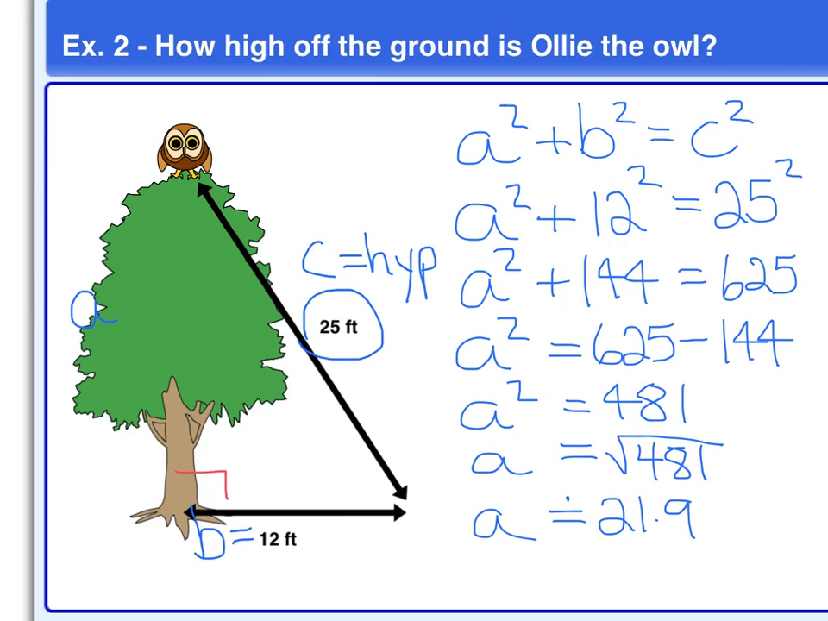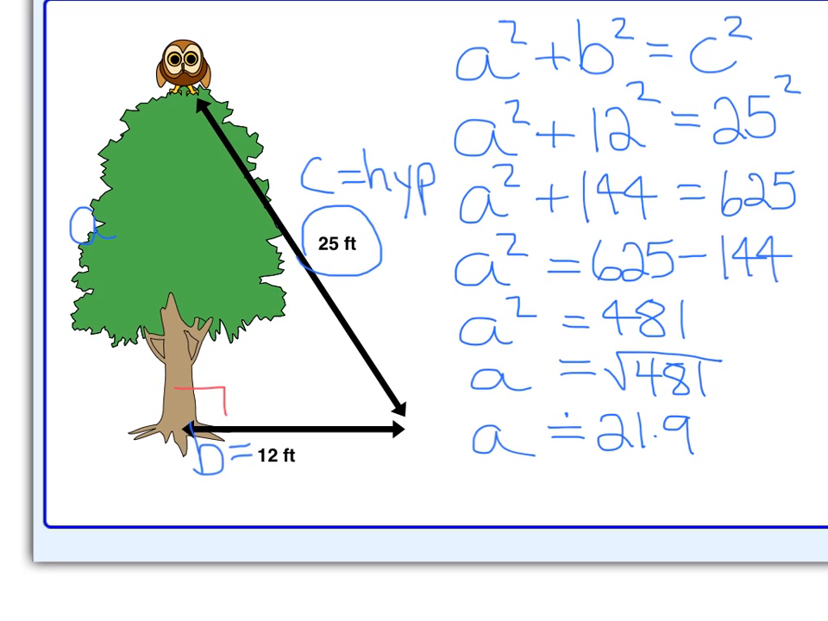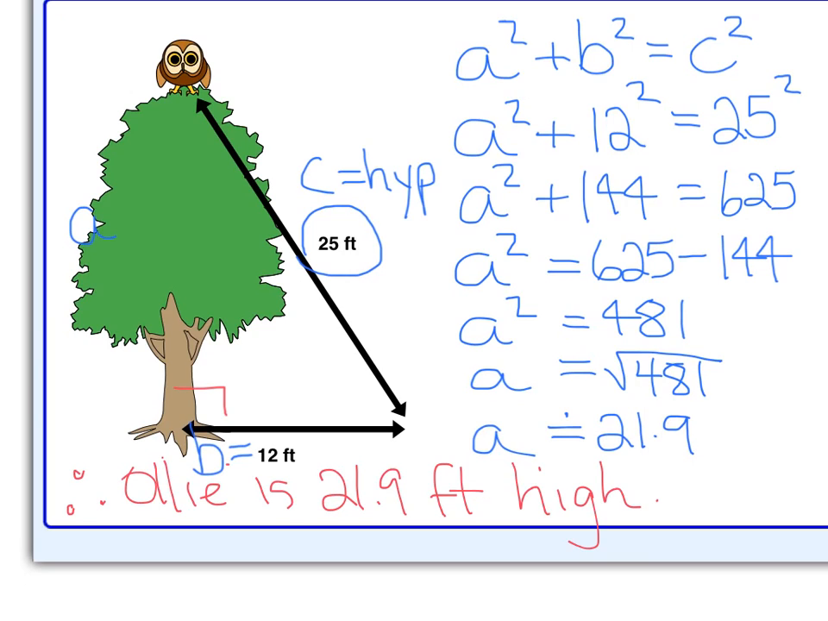One other thing: this is an application problem. We're asking how high is the tree, or how high is the owl off the ground. So of course, we must have a therefore statement at the very end. Therefore, Ollie is 21.9 feet high, and the units are what's important there. We can round to one decimal place in general.